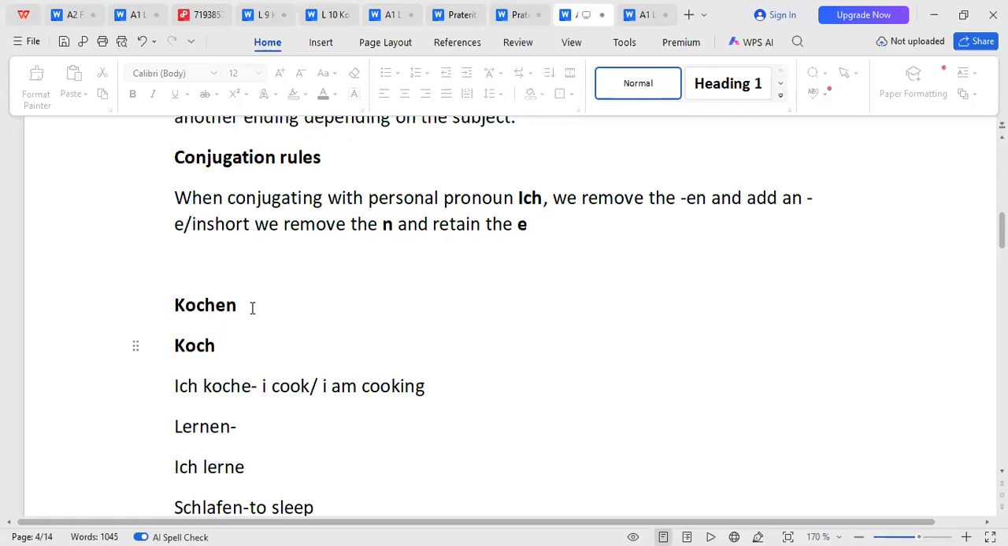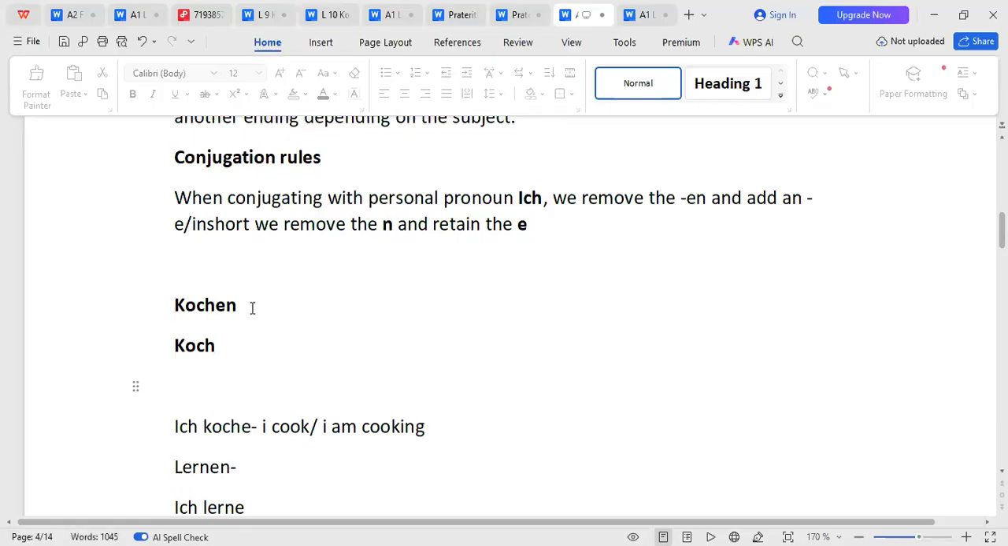So the first rule, which I've told you, is with ich. When conjugating with ich, just write the ich. Ich means I. Then write the koch there. Then the rule is simple. We add an e. Just add an e ending and say ich koche. Ich koche means I am cooking. I cook or I am cooking.